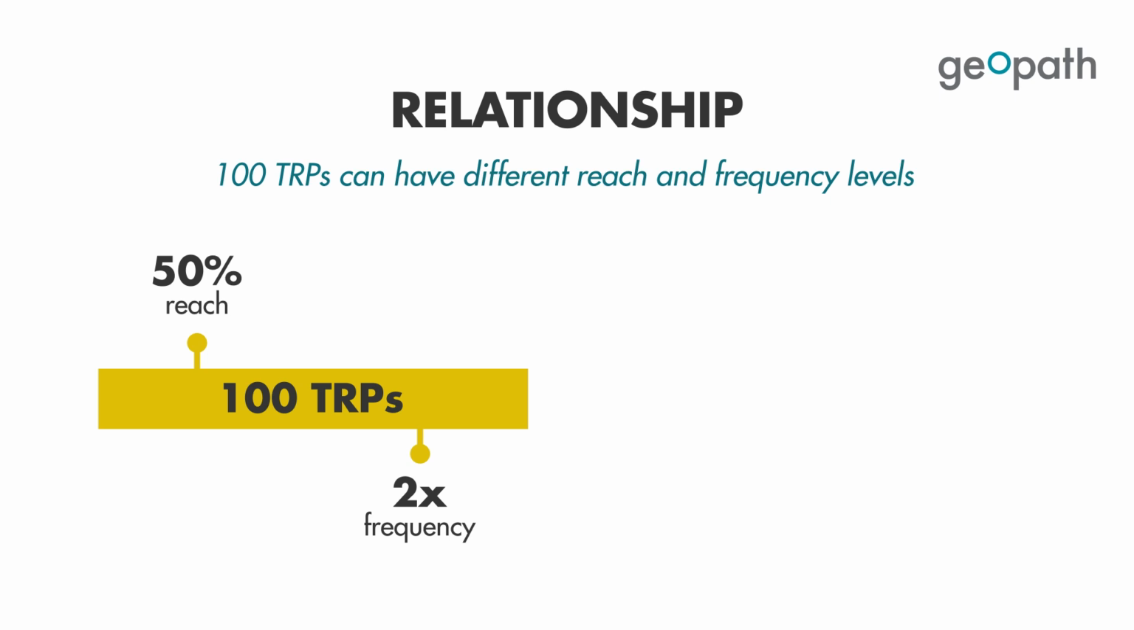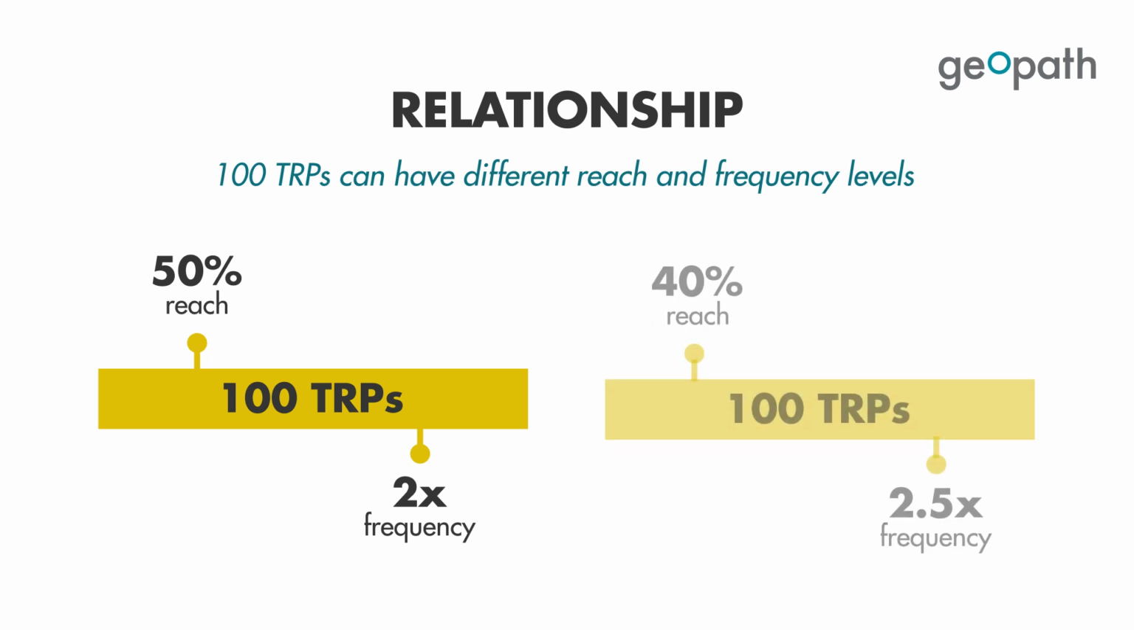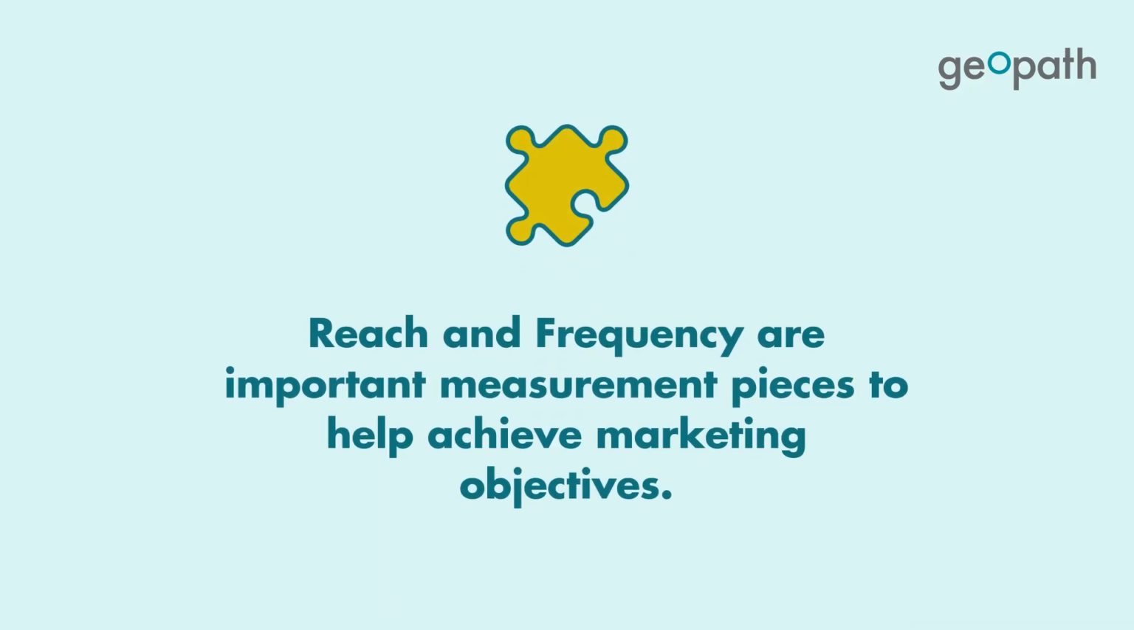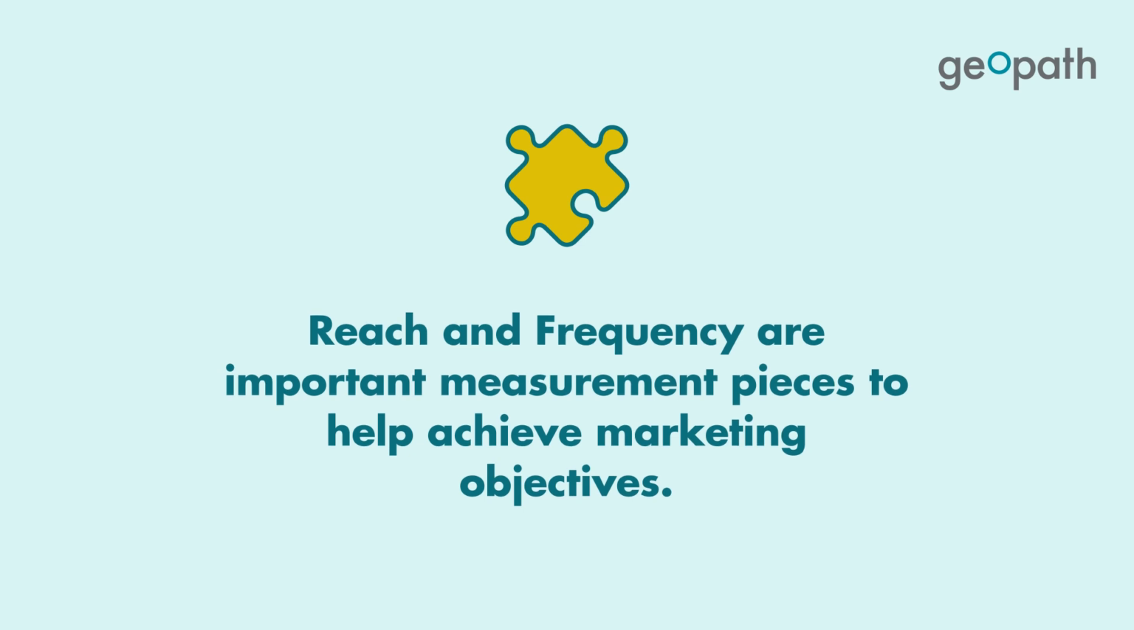If these same 100 GRPs were delivered in a different mixture of media, the reach might decrease while the frequency would increase. In theory, selecting multiple out-of-home formats and/or locations that are geographically dispersed would achieve a higher reach within those GRPs. GRPs tell us how much weight is needed, but it's reach and frequency that give us an important piece of the advertising puzzle.